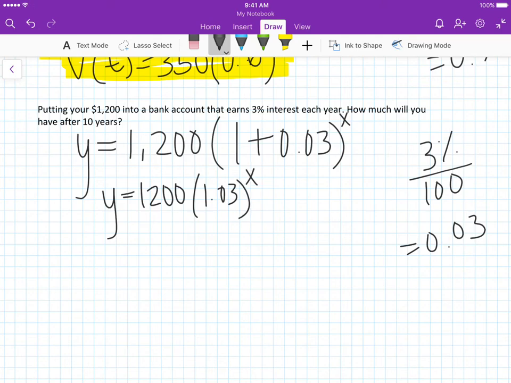Now, FYI, guys, if you ever find a bank that gives you 3% interest, find that bank and tell everyone because it's like there's no way. My savings account, I'm pretty sure, gets 0.001% every year.